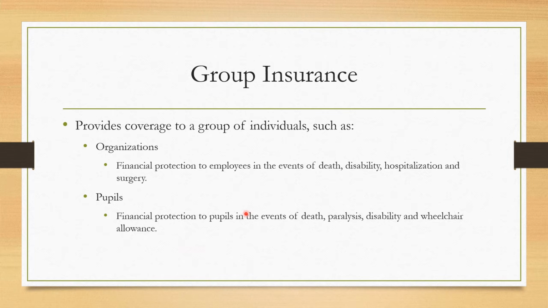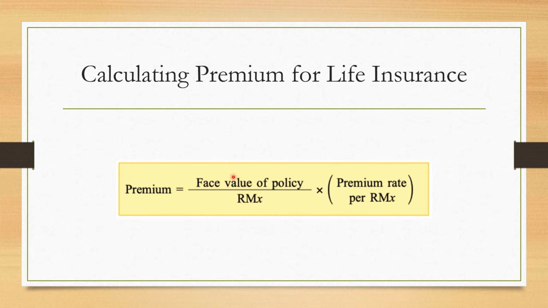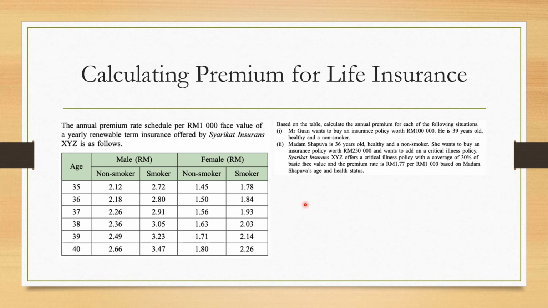Now, let's move on to how to calculate a premium for life insurance. So here is a formula we can use to calculate the premium for life insurance. Premium equals the face value of policy divided by this particular X amount times the premium rate per M, right? So how do we use this formula? Let's look at the question first.